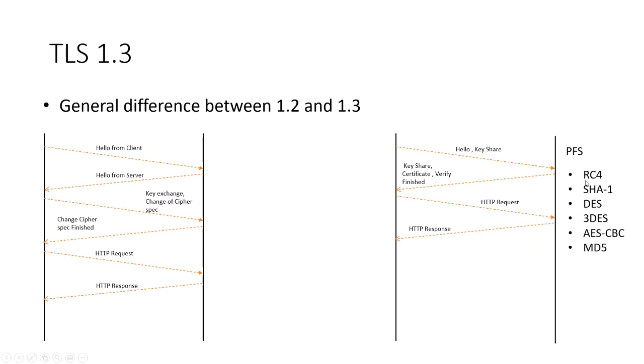Along with that, there are some algorithms which TLS 1.2 was supporting, like RC4, SHA, 3DES, DES, AES-CBC, MD5. All those algorithms are removed in the TLS 1.3 protocol.